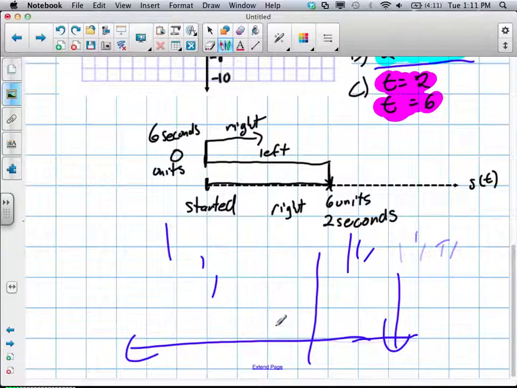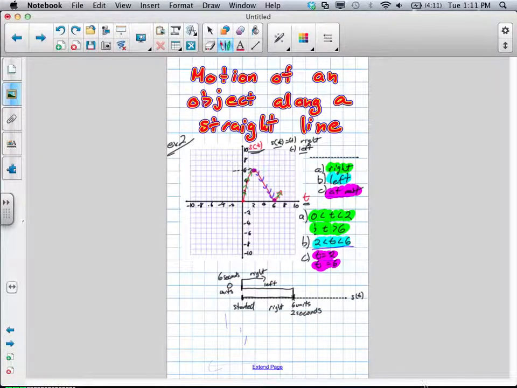Have you ever played Space Invaders, anyone? Good. Otherwise, that was a ridiculous reference. Okay? So it's on a straight line at all times.